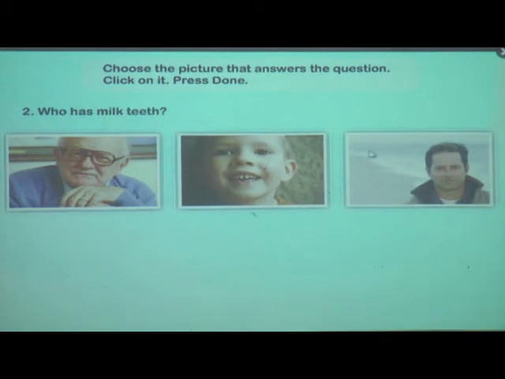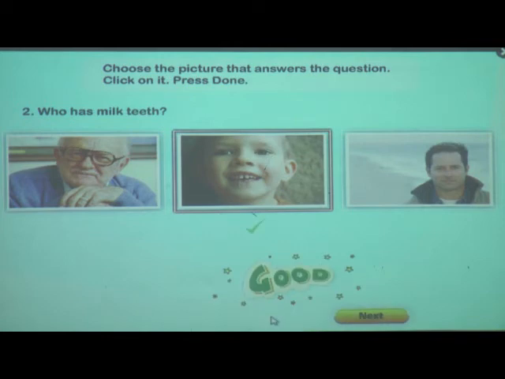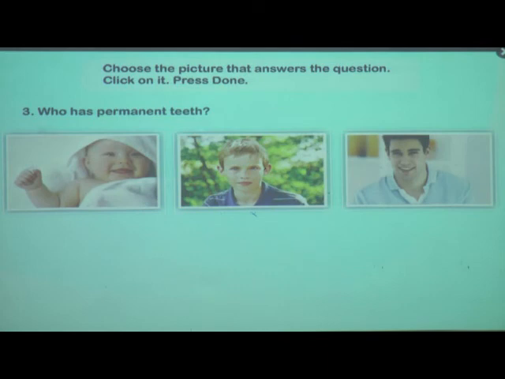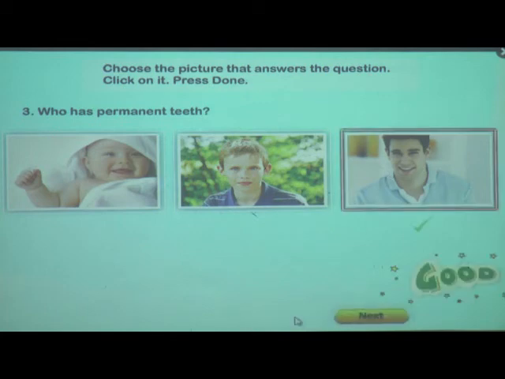Here 3 pictures are there. You have to guess who has milk teeth. Yes? Yes, again you are correct. Now next question is who has permanent teeth? Just now we saw the child get his first teeth, the boy has milk teeth, but the question is who has permanent teeth, and an adult has permanent teeth. Yes.